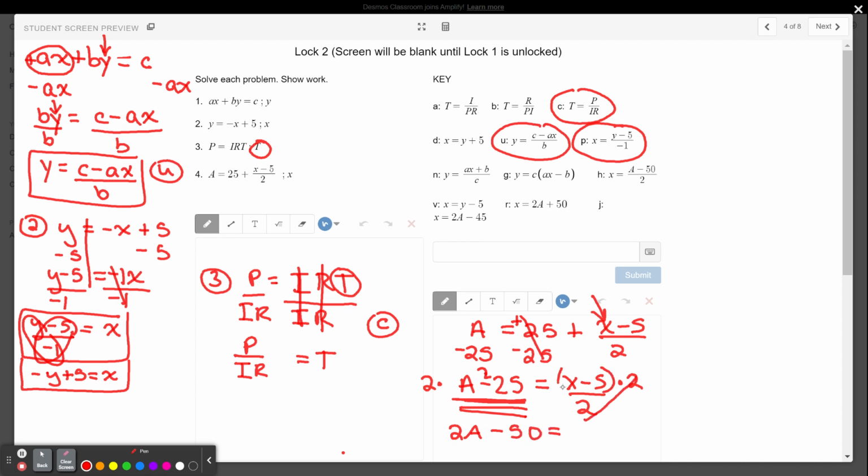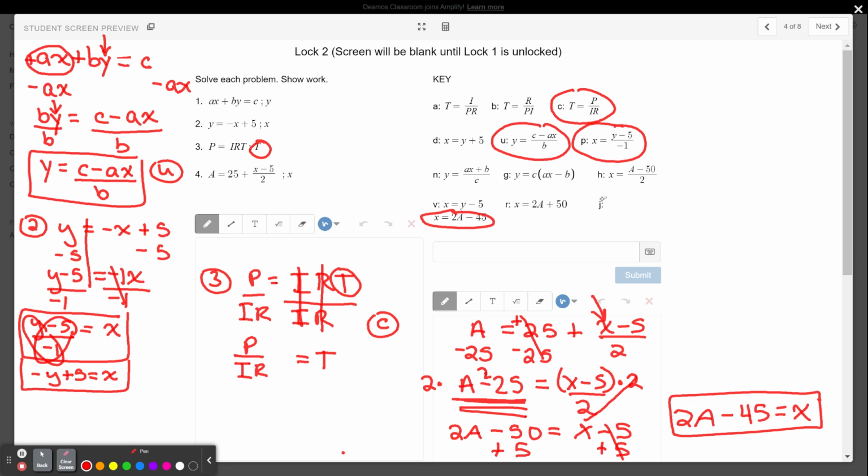And then if you need to draw Captain America's shield to protect the numerator, that's fine. We've finally let go of the parentheses. We let go of the denominator. So all we have is the numerator, which is a one step. And then we have 2A minus 45 equals X. So let's find that one. Sorry, so that is letter J. That goes with J.